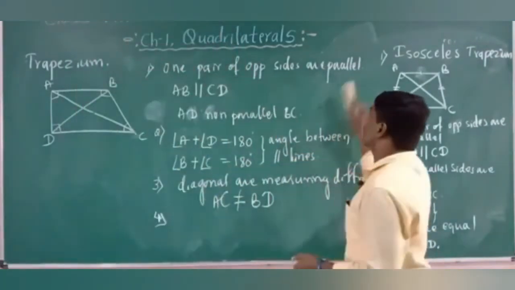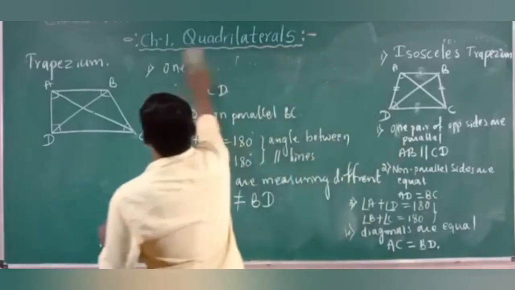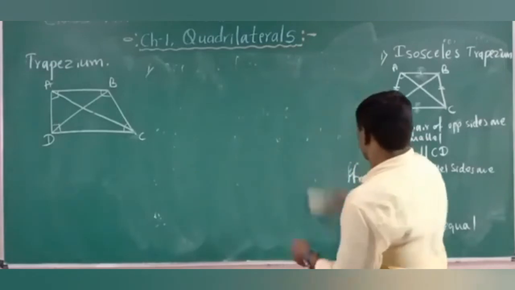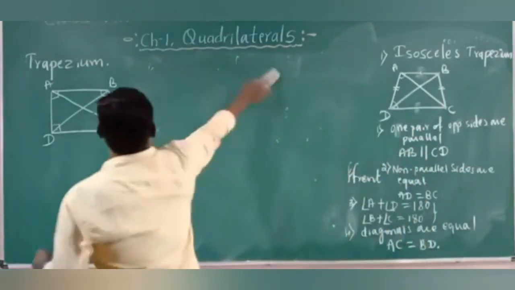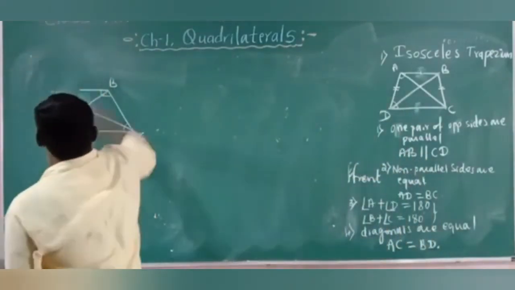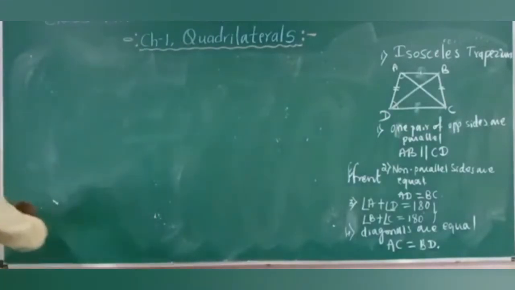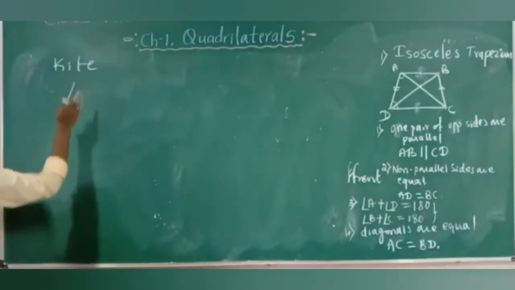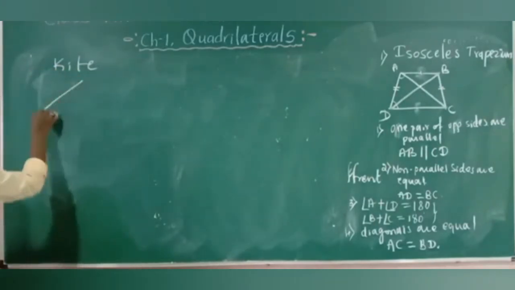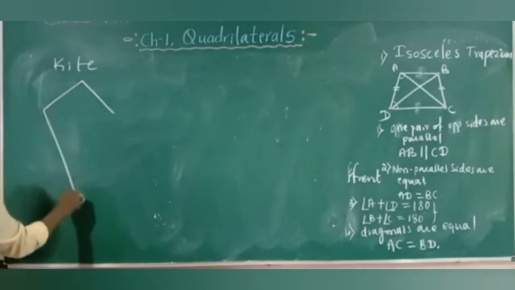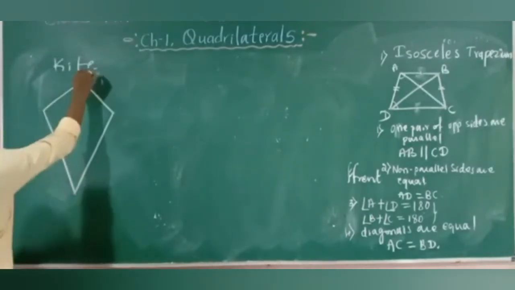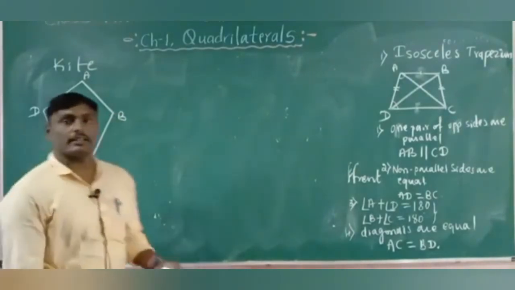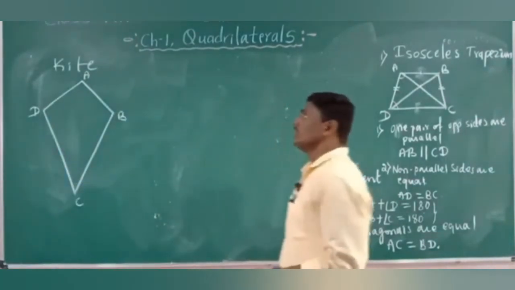Next, one more quadrilateral, that is the kite. A kite is also one of the quadrilaterals, and we will discuss the properties of the kite. Here ABCD is a kite, right?